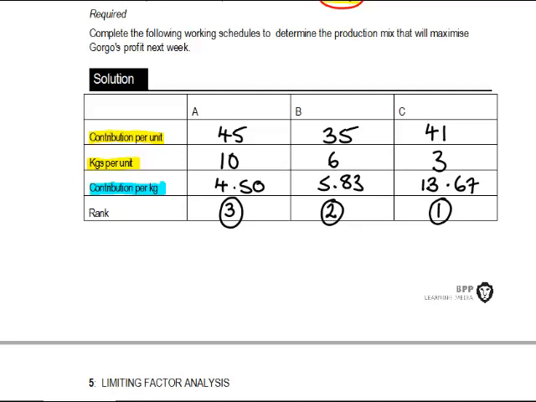Remember that we said initially that A looked as if it was making the most contribution per unit, but it actually uses a lot of our precious scarce resource, and therefore we're actually going to end up ranking that one third.